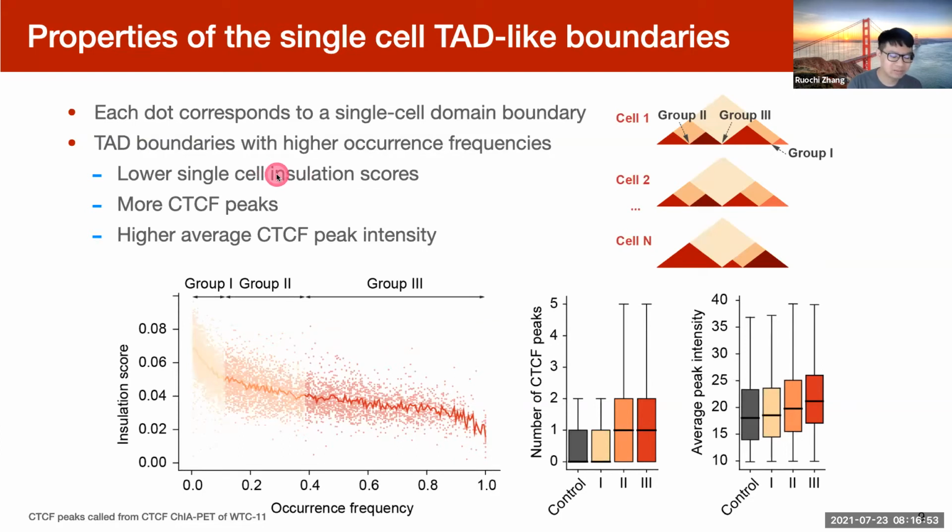We also analyzed the binding events of these domain boundaries by using the CTCF peaks called from CTCF ChIP-seq of WTC11, and we found that the domain boundaries with higher occurrence frequencies are oftentimes associated with more CTCF peaks near the anchor region and higher average CTCF peak intensity. And all these suggest that the domain boundaries that occur more often in the cell population also tend to be more stable when it appears in a single cell.